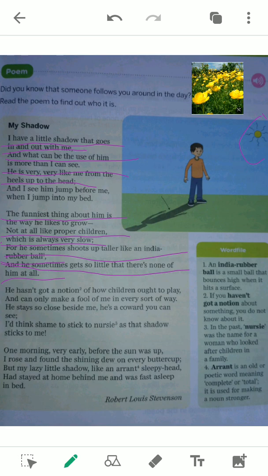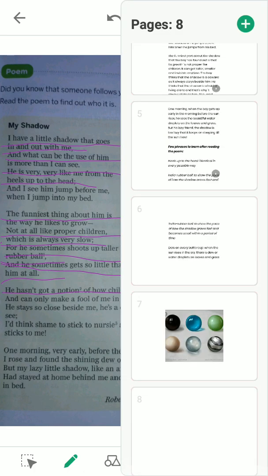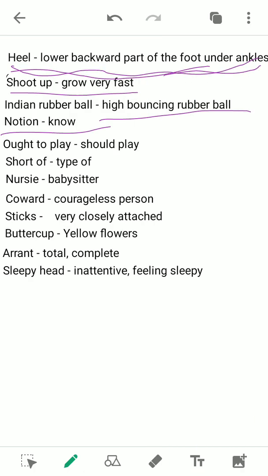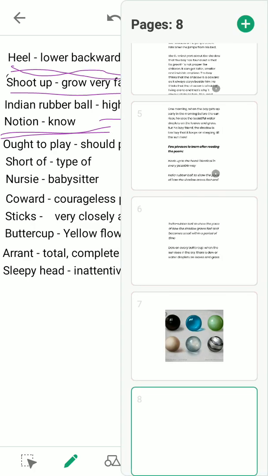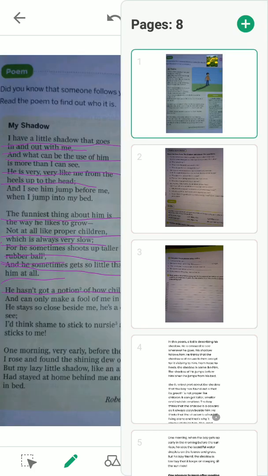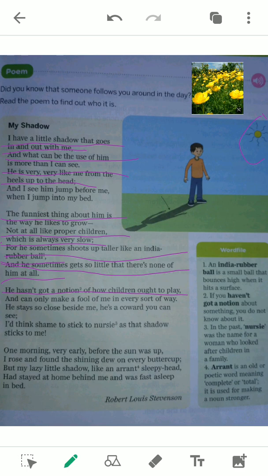So let us move to the next stanza. He hasn't got a notion how children ought to play. Hasn't got a notion. Notion means knowing something or having an idea of something. He hasn't got a notion of how children ought to play.